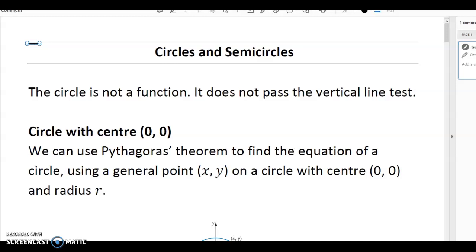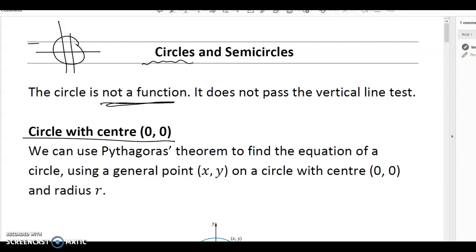Okay, boys, today we're looking at circles. Now, a circle, it's not a function. So, if we draw a circle, vertical line test, straight down, we can see that it crosses twice. So, it's not a function. It is a relation, though, and we do need to understand the nature of this relation. And we'll start by looking at the circle with center 0, 0.